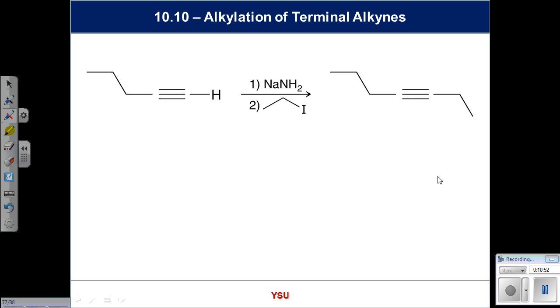So here we go. We can start off with this alkyne. It has to be a terminal alkyne because internal alkynes don't have acidic protons right there. It has to be at the end of a chain. And if we take that with a base, we can do a two-step sequence.